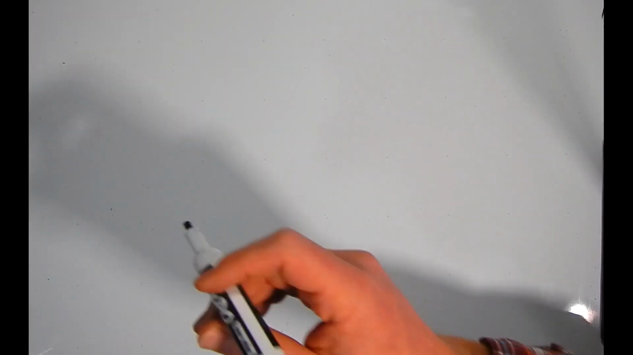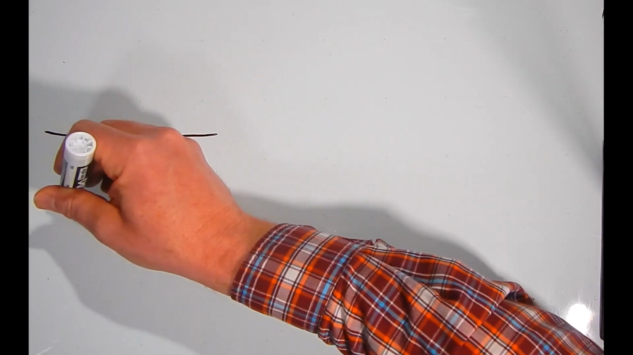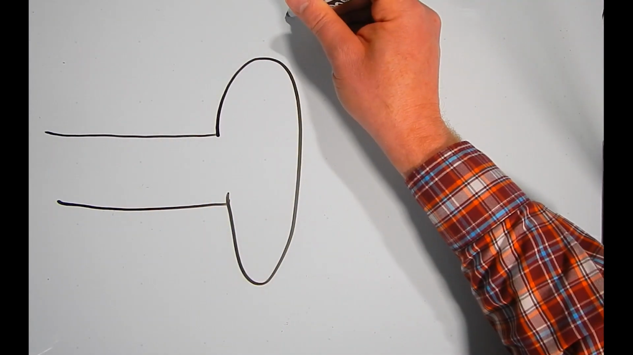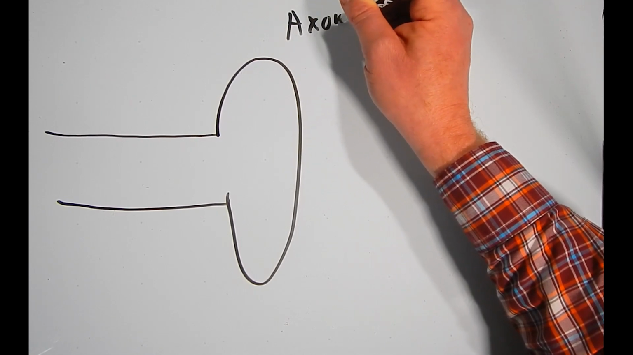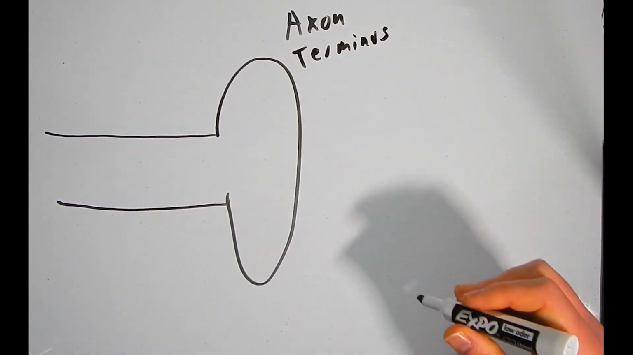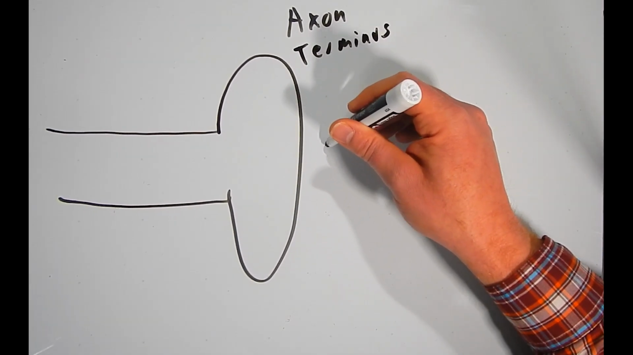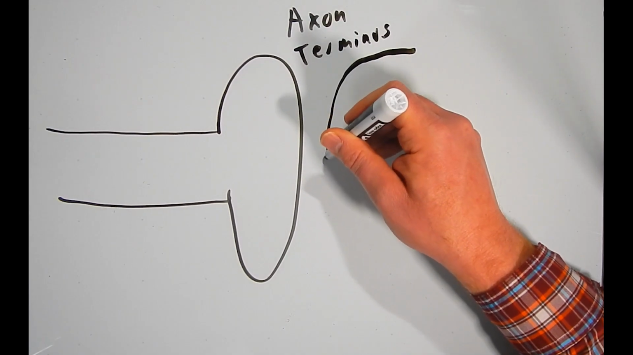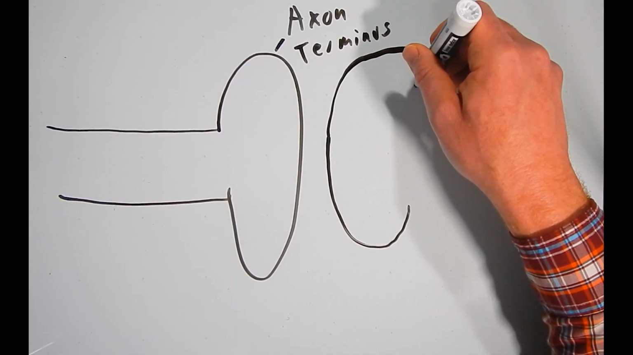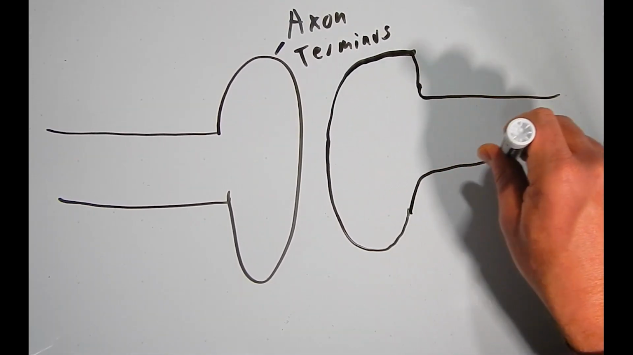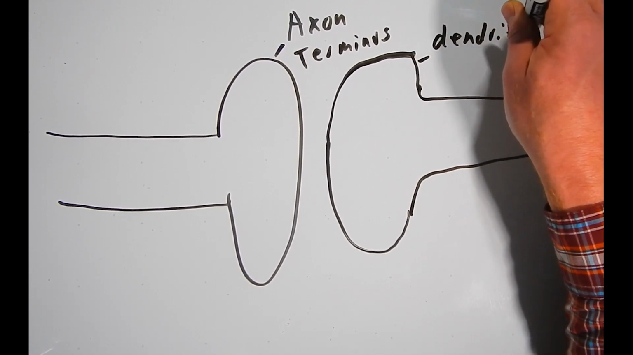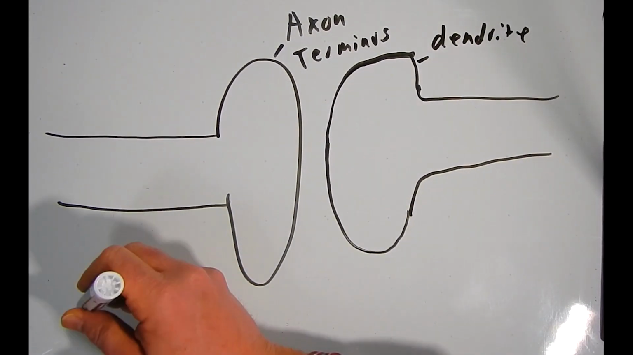Once that signal reaches the axon terminus, we have one final process we have to take into account. The axon terminus will be forming a synapse, or a small gap, with the dendrite of the postsynaptic cell.